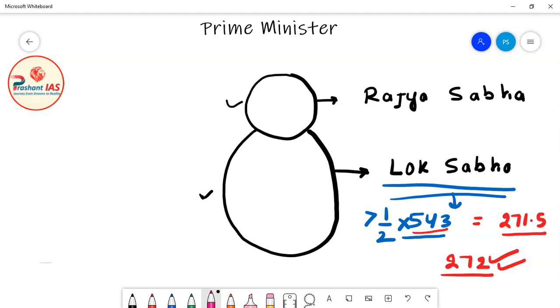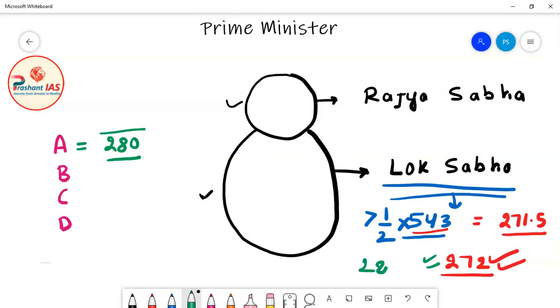Now friends, let's suppose that there are four political parties: Party A, Party B, Party C, and Party D. Out of these four political parties, Party A got 280 seats in Lok Sabha. Definitely we know that 280 is more than 272. So now it is decided that Party A will form the government.